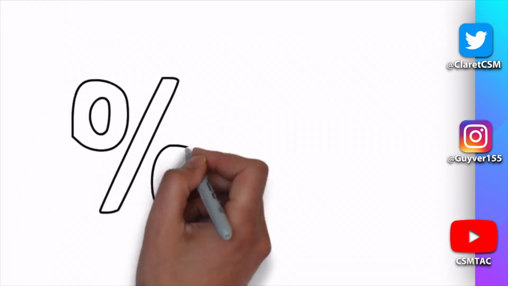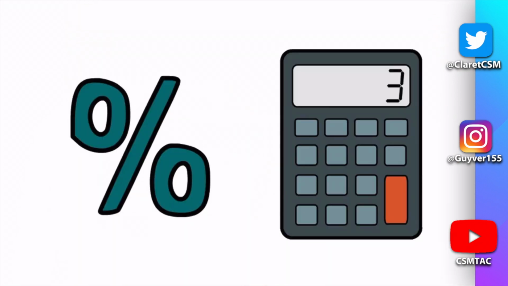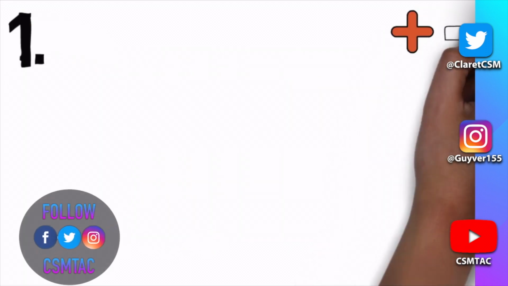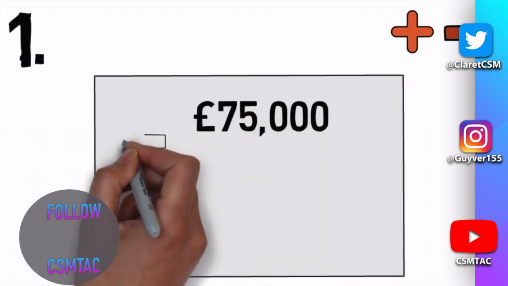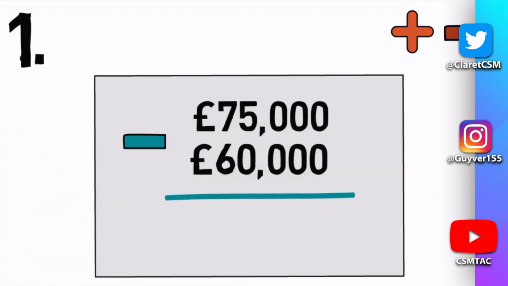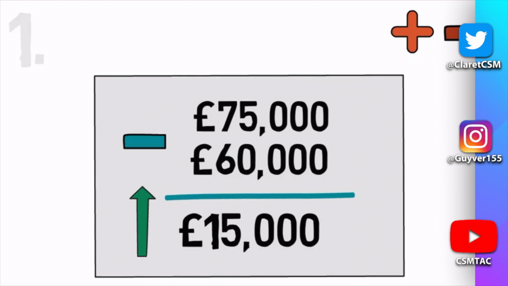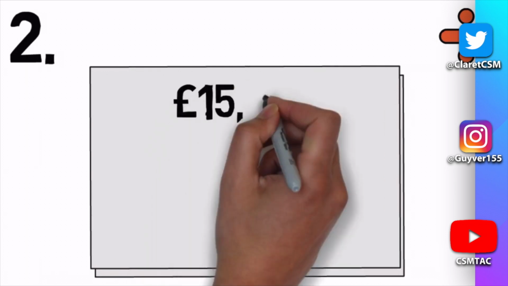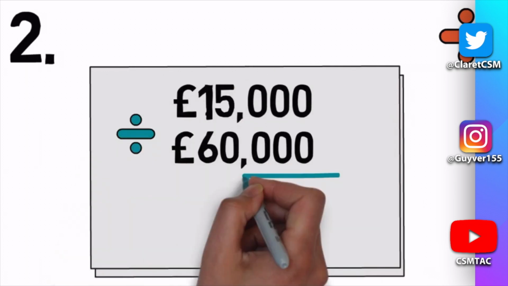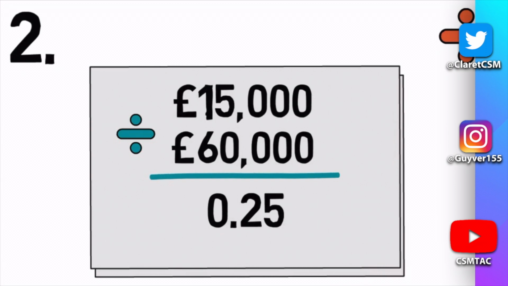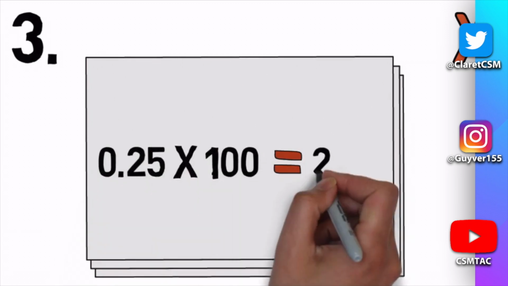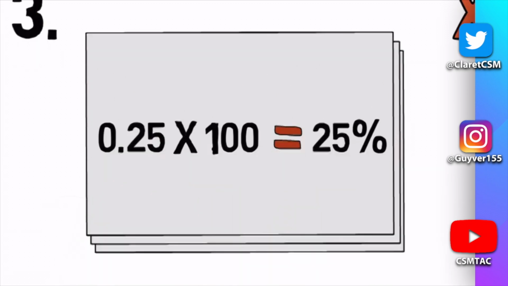Percentages, or proportions, are calculated in three simple steps. 1. Work out how much the value has increased or decreased. For example, £75,000 from £60,000 is an increase of £15,000. 2. Divide the answer by the original value. £15,000 divided by £60,000 equals 0.25. 3. Multiply that answer by 100 to get the percentage. 0.25 multiplied by 100 is 25%.